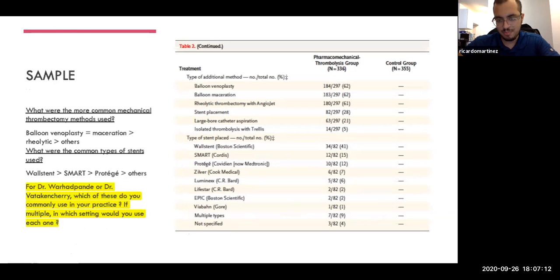And so this is more a question for Dr. Warhadpande and Dr. Vatican-Cherry to answer if they can, but which of these do you commonly use in your practice? And if you use multiple of these, which do you use in which setting? And which do you like to use?